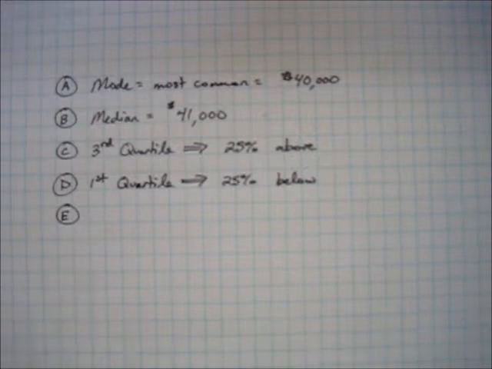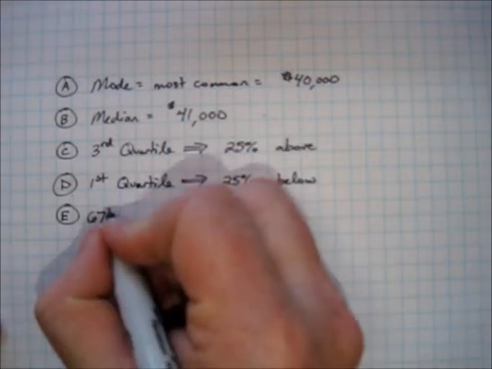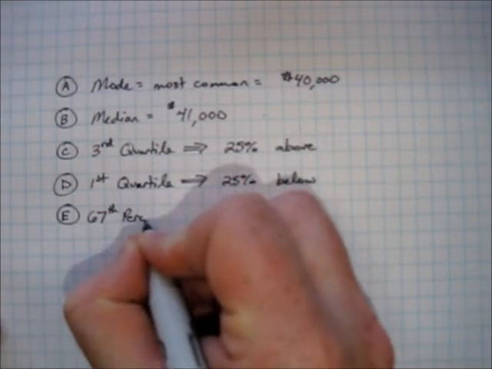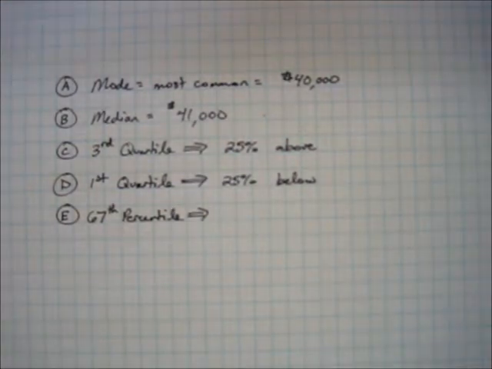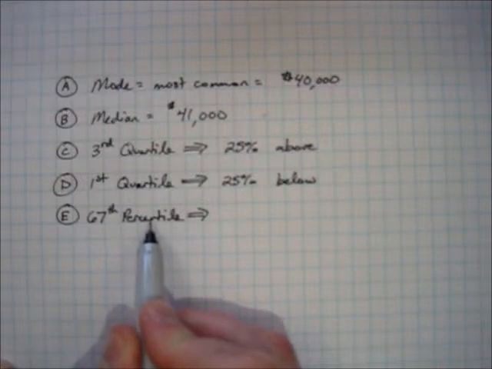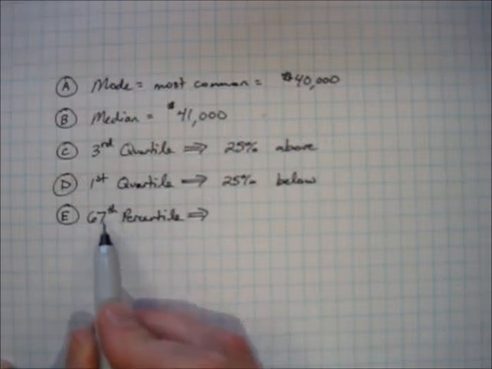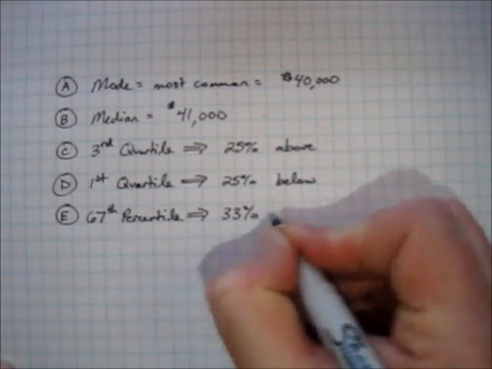Question E, about what percent of employees' salaries surpassed $46,000? So $46,000, if you look again at the data, corresponds to the 67th percentile. So if I want to know how much surpassed that or how much was above, if you're at the 67th percentile, then 67% of the data is below that value, which then means that 33% must be above.